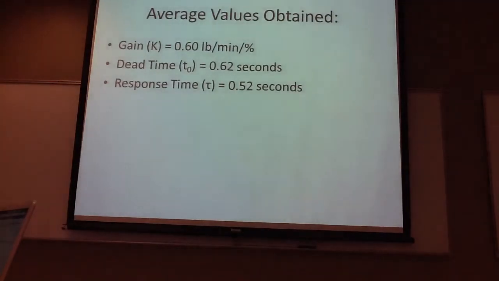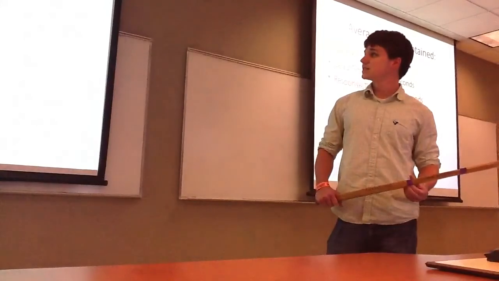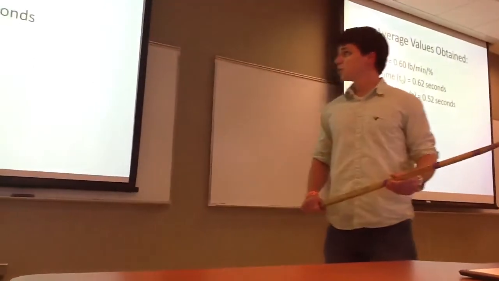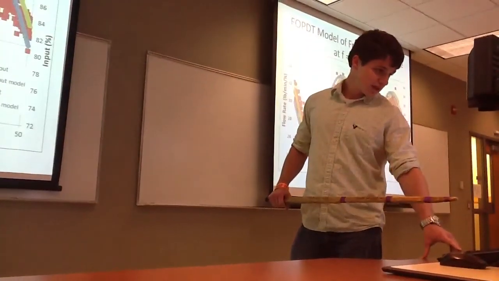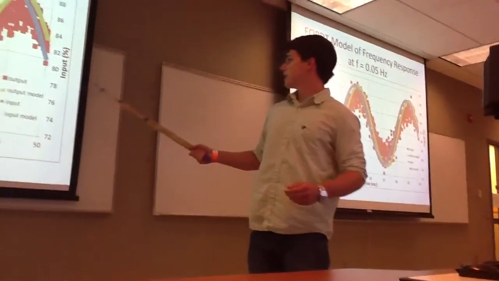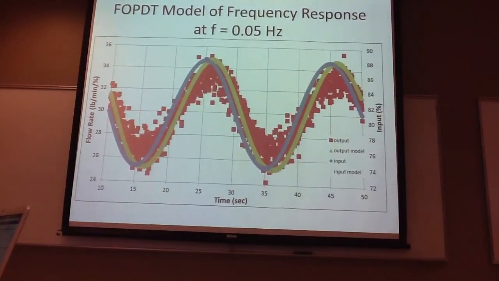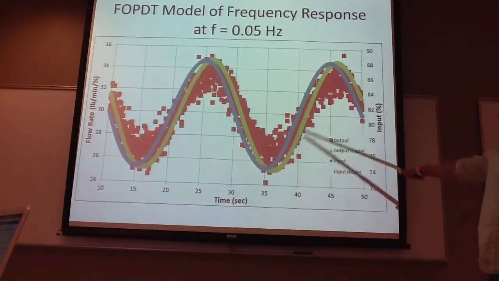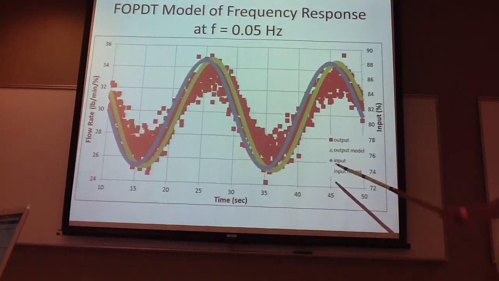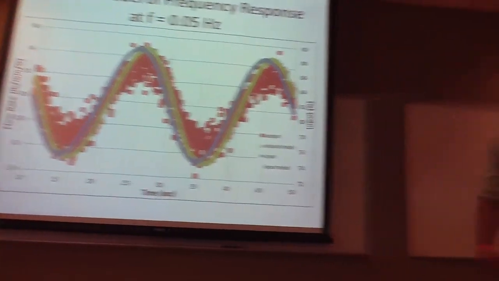The average values for the system for the frequency response: the gain was 0.6, the dead time was 0.62 seconds, and the response time was 0.52 seconds. And then those values were used to model our system, where the red is the actual output, the blue is the input that we inputted. There's a little orange line, probably hard to see, but that's the input model, and then the green is the output model for a frequency of 0.05.